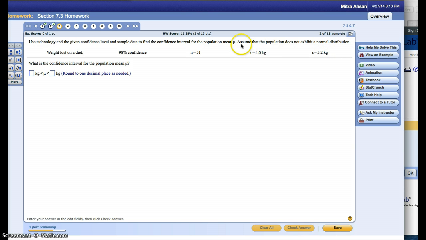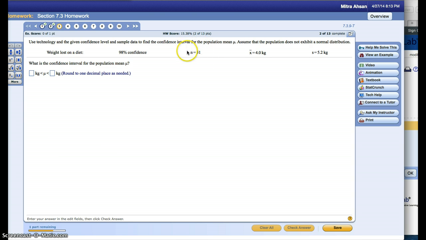First of all, it says to assume that the population does not exhibit a normal distribution. Our population is not normally distributed, but since the value for n is larger than 30, it is 51, that means our sampling distribution is going to be normally distributed. So that was one of the requirements. If the population does not have a normal distribution, but the sample size is larger than 30, then that implies that the sampling distribution would be normally distributed.